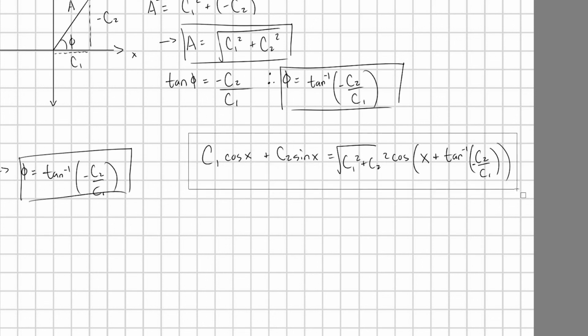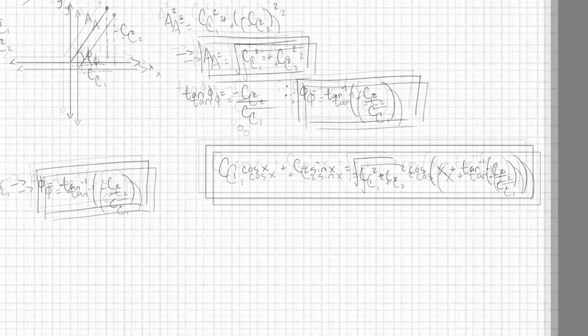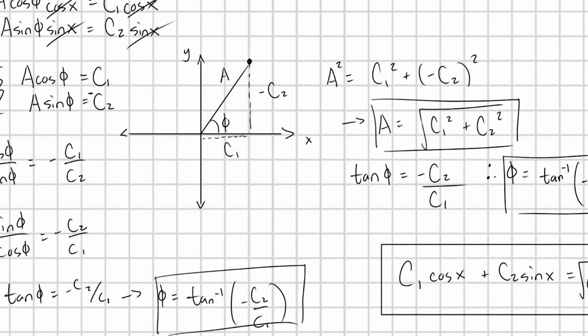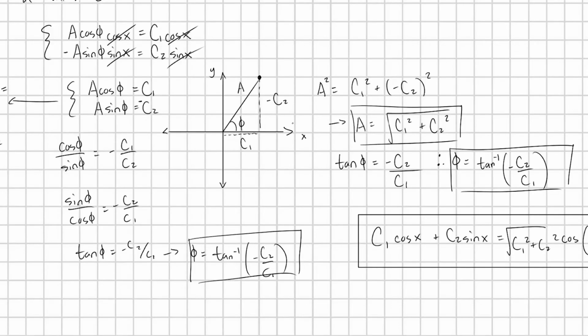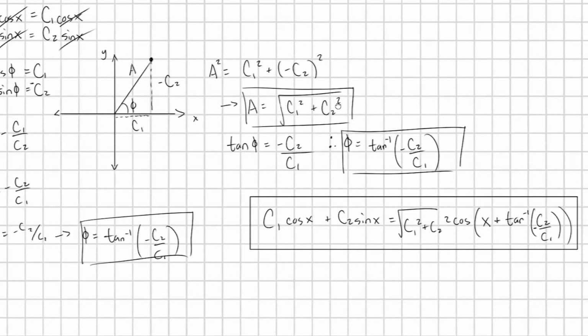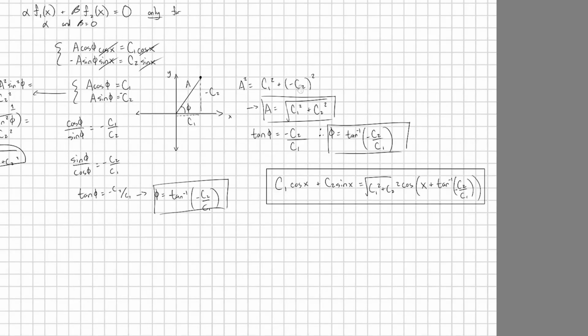Although I don't usually write it out in this form, right? This is not an equation that we memorize. We use this little picture here with our little triangle, this very nice pretty picture. We just draw it out and we immediately get A and we immediately get phi from this beautiful picture. And that's all there is to it, right? It's really not that bad.